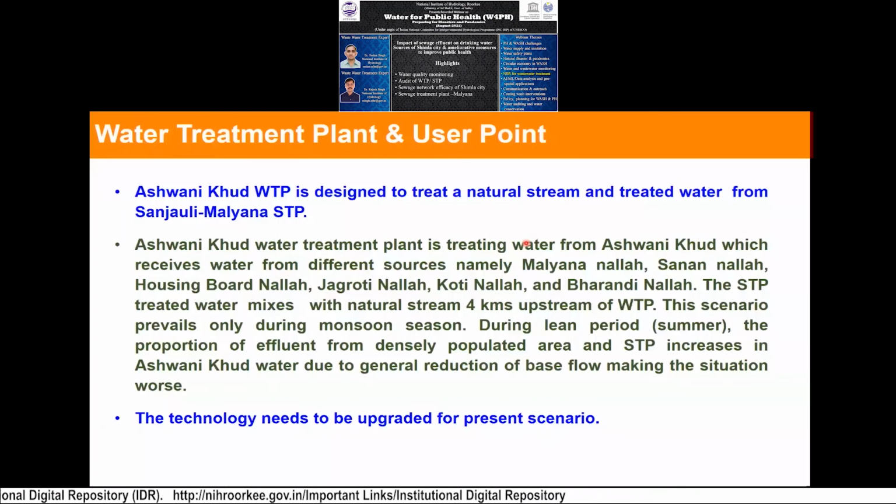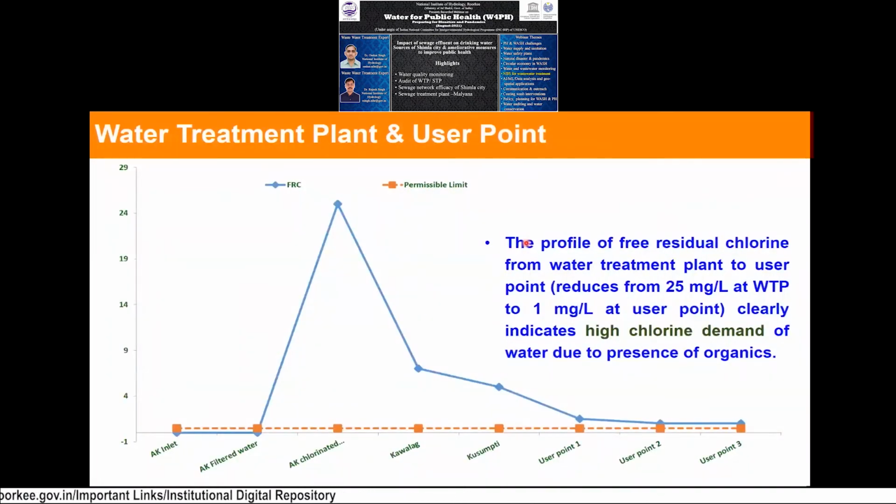Now, this is regarding the chlorine and the consumption of chlorine. Here you can see how much chlorine is dosed. At the Aswini Khad water treatment plant, chlorine was almost zero, and then in the chlorination tank they were dosing quite a huge amount of chlorine. There we found around 25 milligrams per liter of chlorine, which got reduced to 1 milligram per liter at the user point.